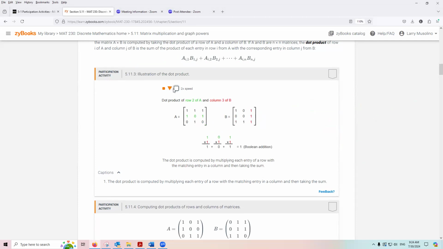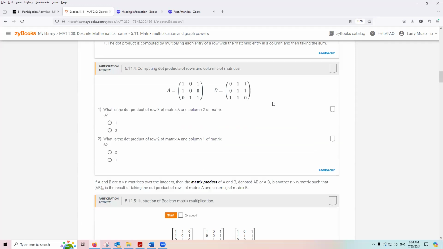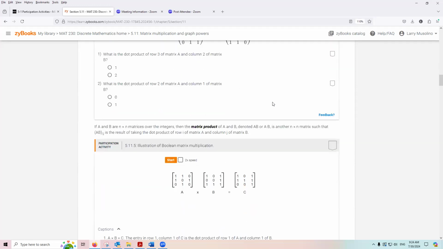Let me go back again and do it again here. I'm going to show it to you in kind of an animation where they're taking that row times the column and doing the operations that we were just talking about. All right, let me come down to an example of doing matrix multiplication.